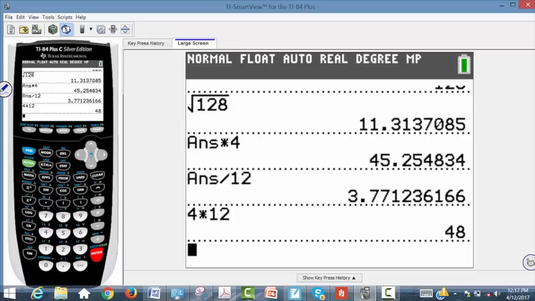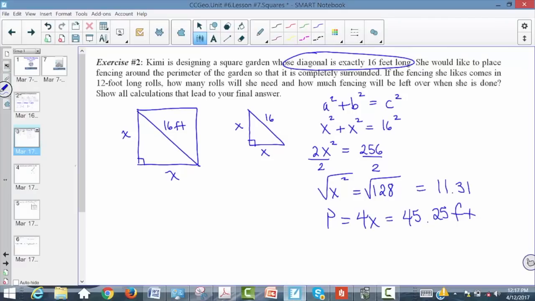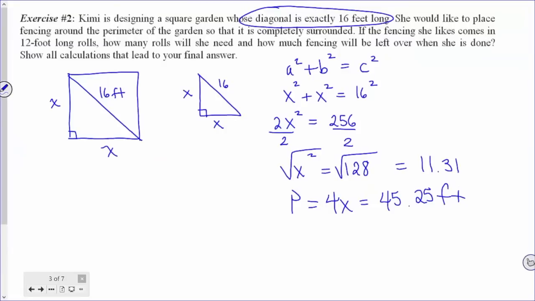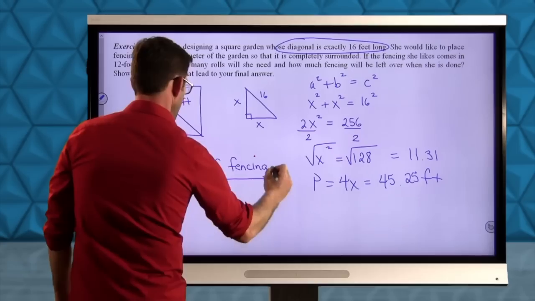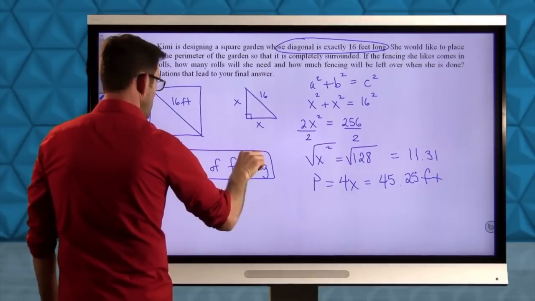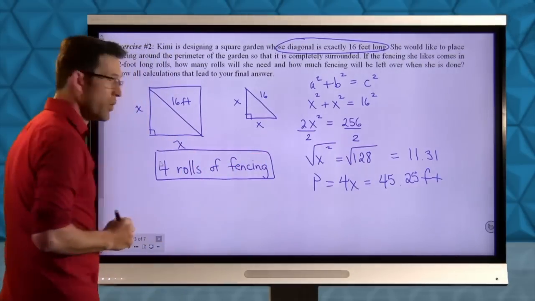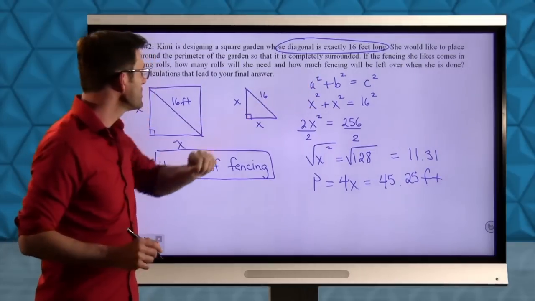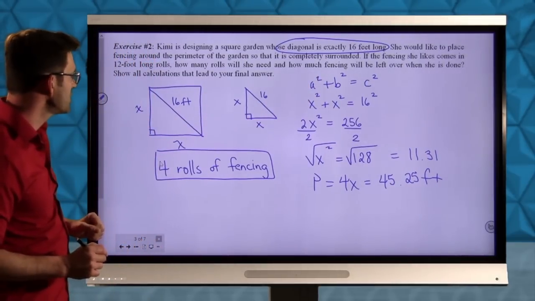Okay, so let's go back over here. I'm going to go into View, Full Screen. So I'm going to need 4 rolls of fencing. That's part of my answer. All right, that's how many I'm going to have to buy. Hello, magic red dot. 4 rolls of fencing. It also asks me how much fencing will be left over when she's done.